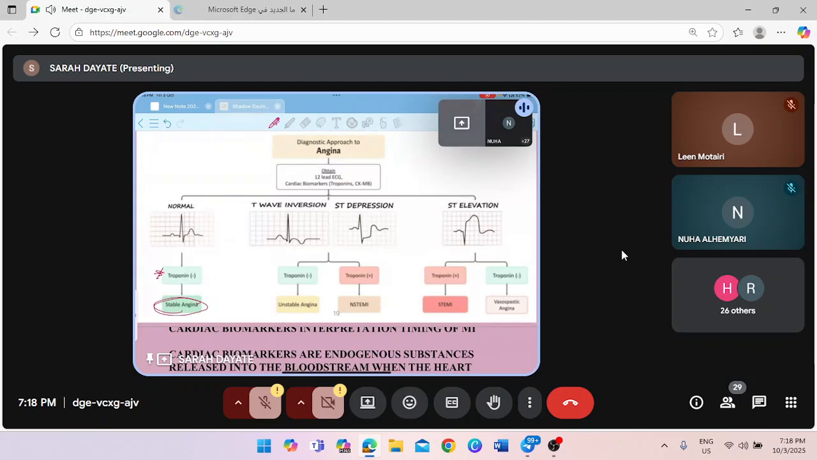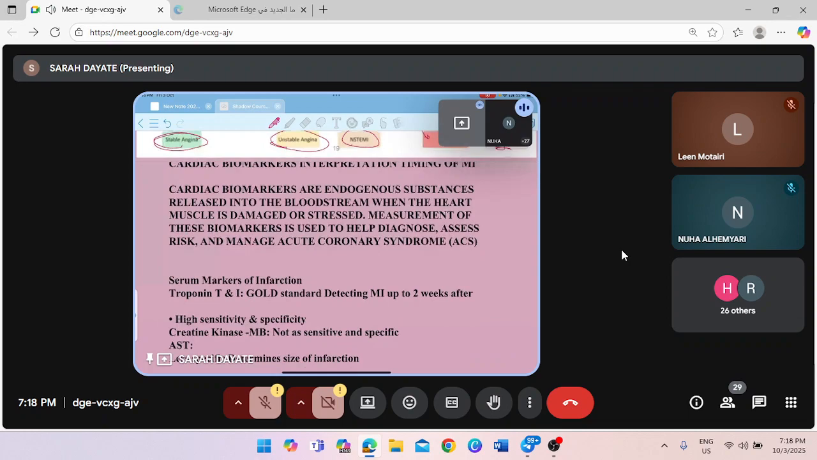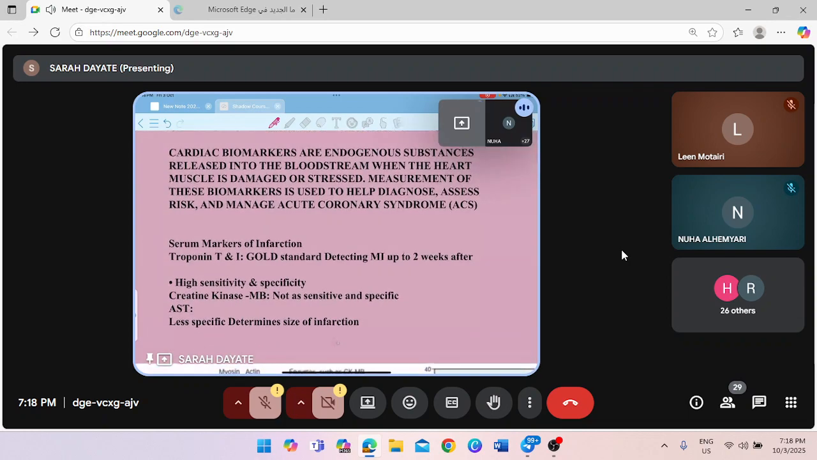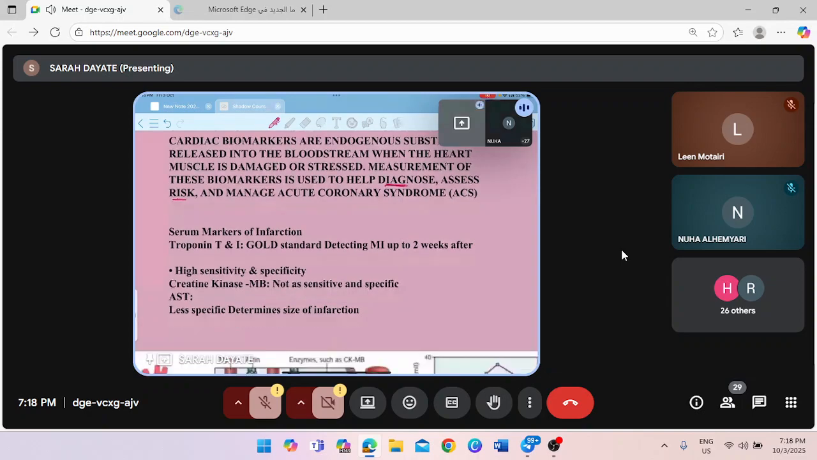So here, in unstable angina, we say there is no increase in the biomarkers. In non-STEMI, you can see the biomarkers raised. And the ST elevation, of course, is present in the STEMI, and in vasospastic angina, it's not present. Now, the cardiac biomarkers are basically endogenous substances released into the bloodstream when the heart has been damaged or stressed. Those will help us to diagnose and to manage this syndrome or disease.